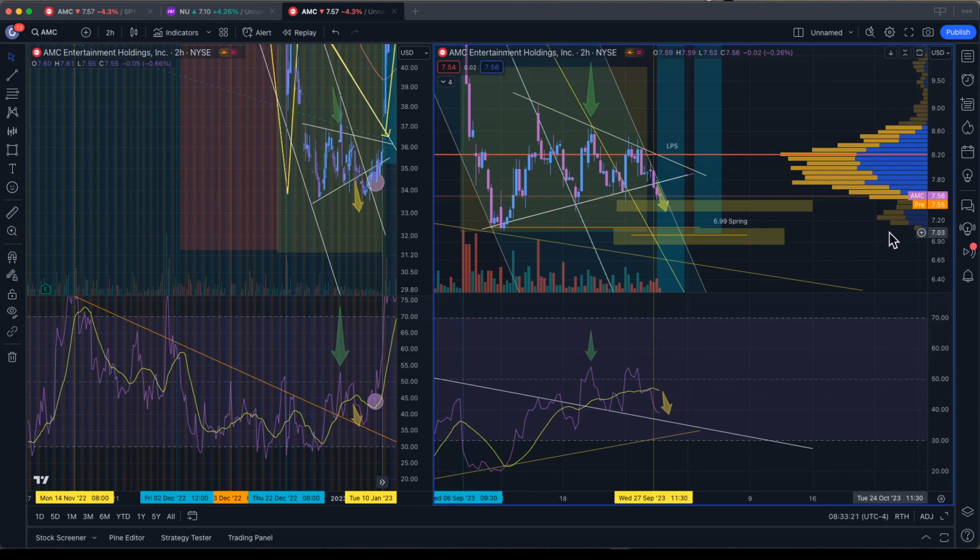So it makes sense to me that any kind of a spring or LPS action, probably if it didn't happen again yesterday, was going to be down low. So that's the way I've been trading it. I'm waiting to see if this gets a little bit more oversold. I think it could come down farther than I've drawn it here, but I really think it could get down to near that 35 mark.